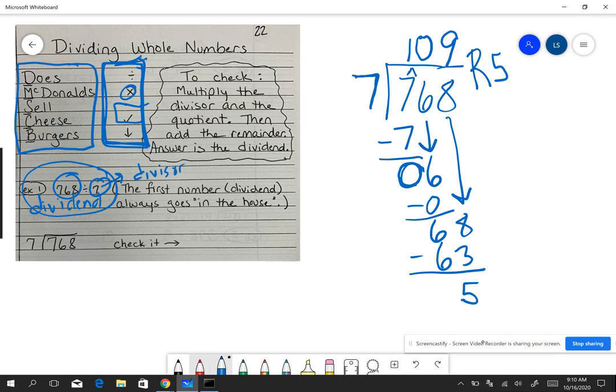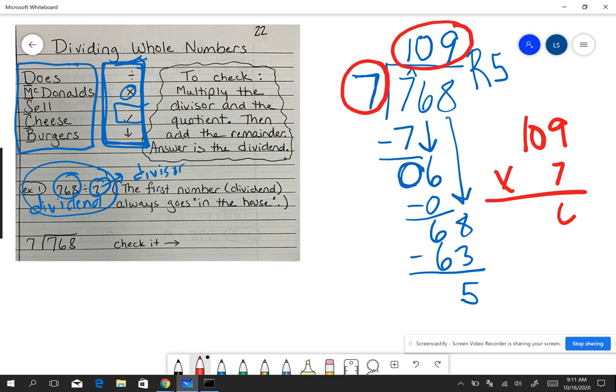Now, there is a way that you can check your work. Because if you were to do 768 divided by 7 on a calculator, you're not going to get 109 remainder 5. You're going to get a decimal number. So what you can do is you can take your quotient, which is your answer, and times it by your divisor. So let's do that. 109 times 7.